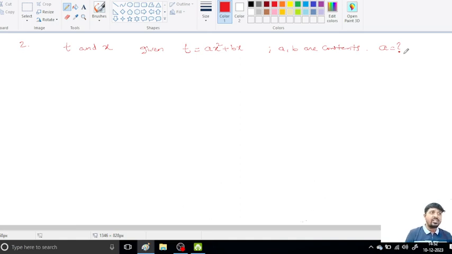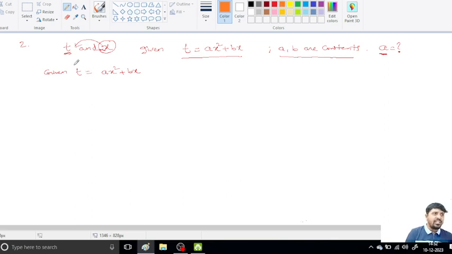Try to understand the question. Here the relationship between t and x is given like this: t is equal to ax square plus bx, and a, b are constants. We have to find the value of acceleration. Acceleration always depends upon the velocity, and velocity always depends upon the displacement. You all know displacement by time is called velocity. So first of all, we will take the given equation: t equals ax square plus bx.